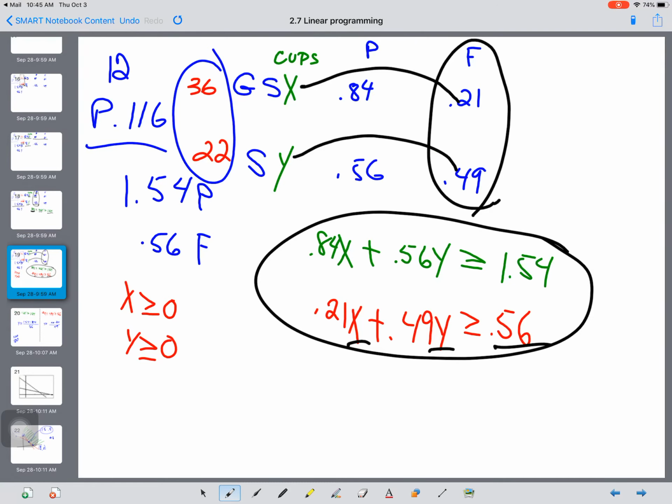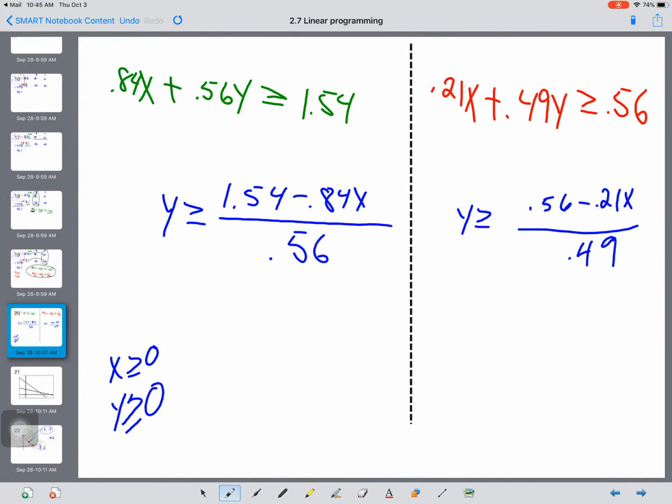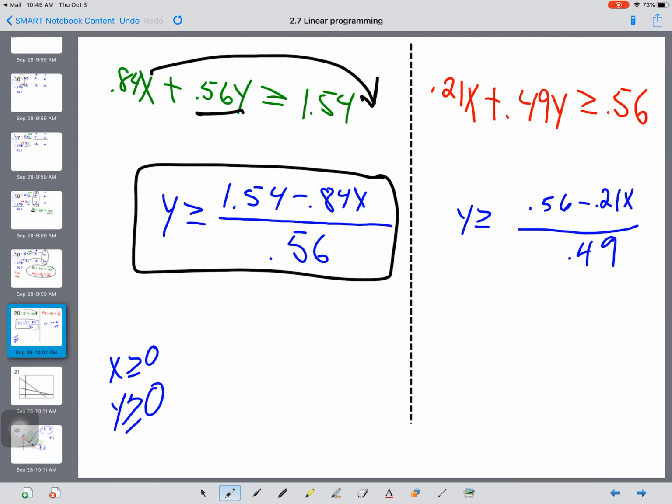What I'm going to do is solve these equations for y. To solve this for y, the first thing I'm going to do is subtract 0.84x, and then I'm going to divide by 0.56y. You do not need to simplify this. Just type it into the calculator like that. You do need to remember that when you're dividing by 0.56, you would divide the entire numerator. So you have to start with a parenthesis and then close the parenthesis before you do the division.